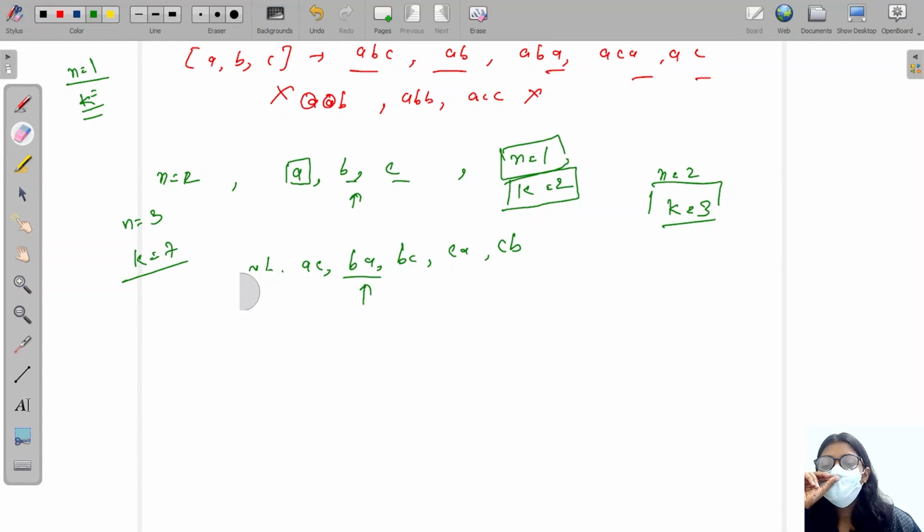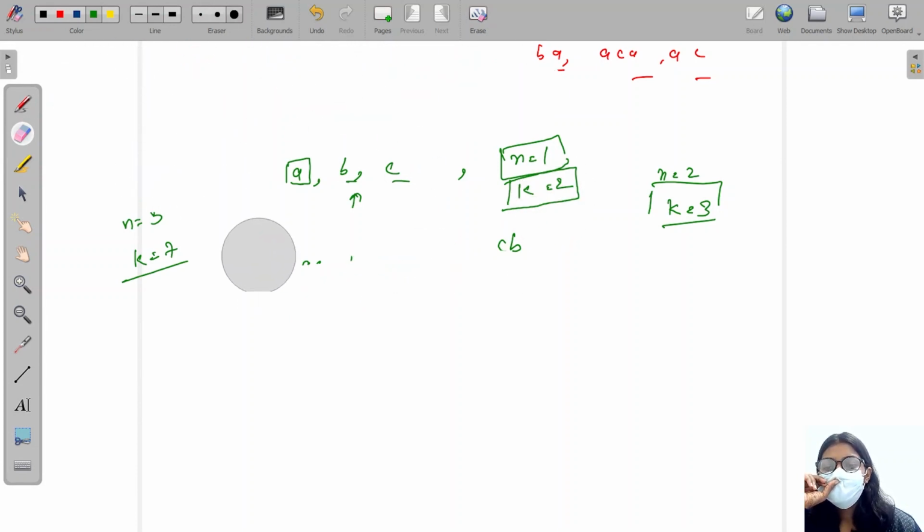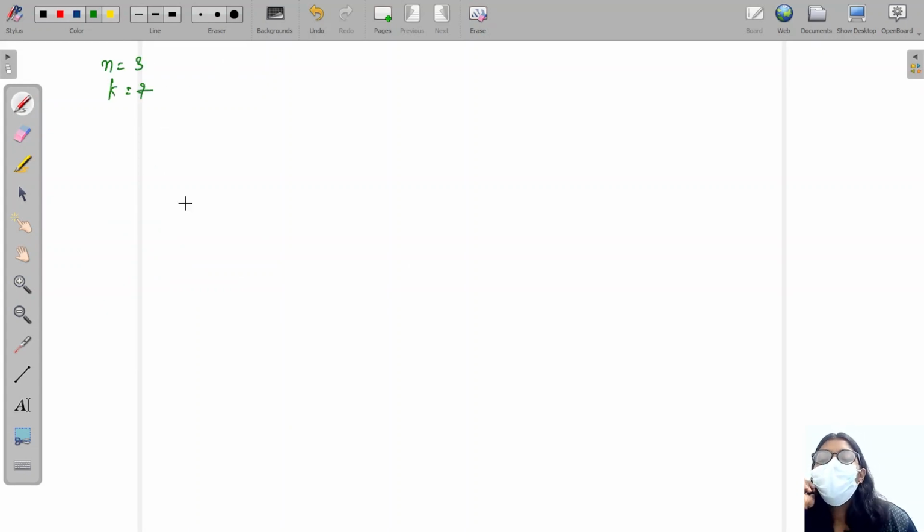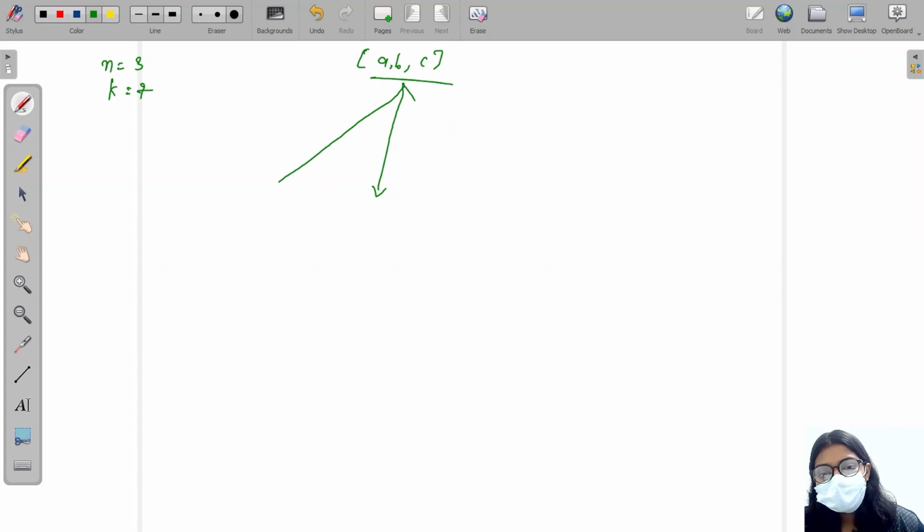Come here, let's discuss how we are going to solve this. N is equal to 3, k is equal to 7. Find out the 7th lexicographical happy string for n is equal to 3. Here I have three characters, A, B, C. So for n is equal to 1, that is for one length, I have three choices, A, B, and C. These are the happy strings of length 1.